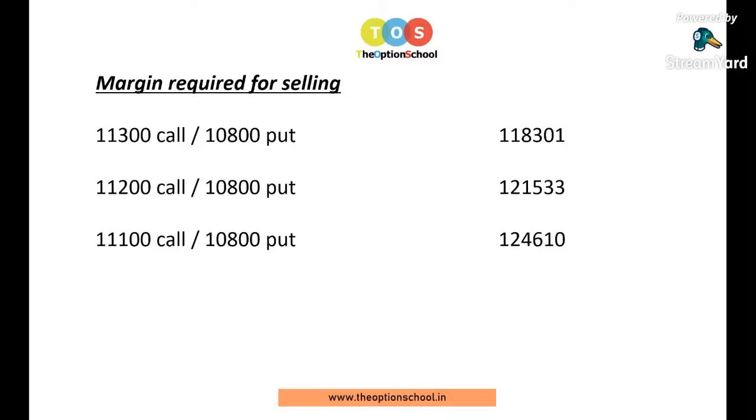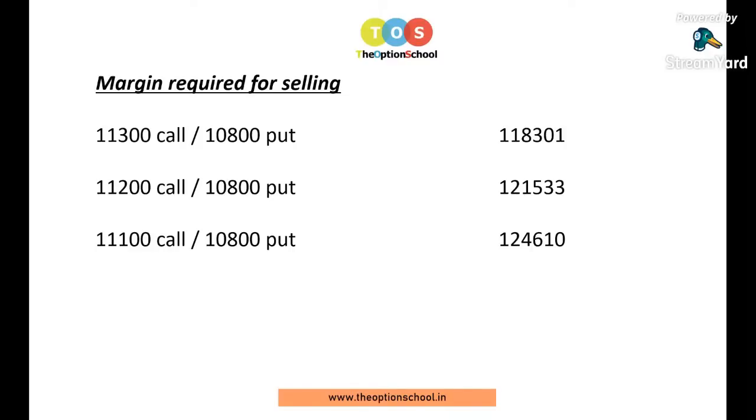Compared to 11,300 with 10,800, it was 1 to 1, right? So as you are reducing the gap, generally what happens in this kind of scenario, the loss of call will be taken care of by what? Hope all of you understand this short strangle: the loss of call will be taken care of by profit in put. Similarly, the loss in put is taken care of by profit in call. So when I am saying 11,300 and 10,800, 10,800 put can take care of the loss of 11,300.